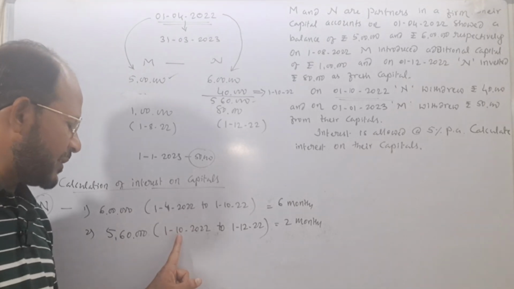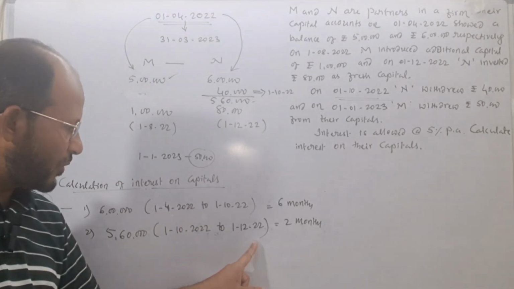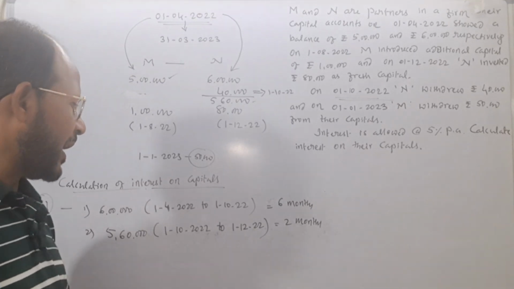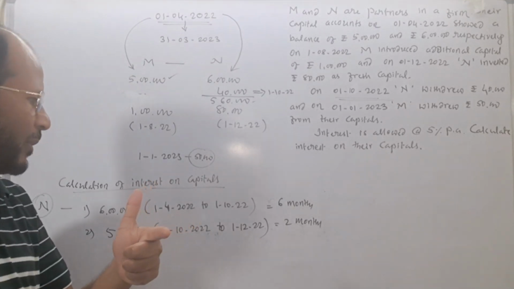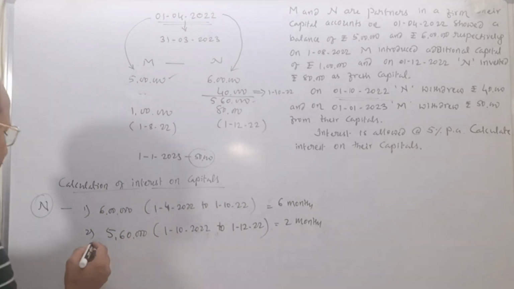Here 1st October is there, therefore we have included this month, and here 1st December is there, therefore we should not include this one in the calculation. That is why October and November only are the months which are to be taken for the calculation of interest here.